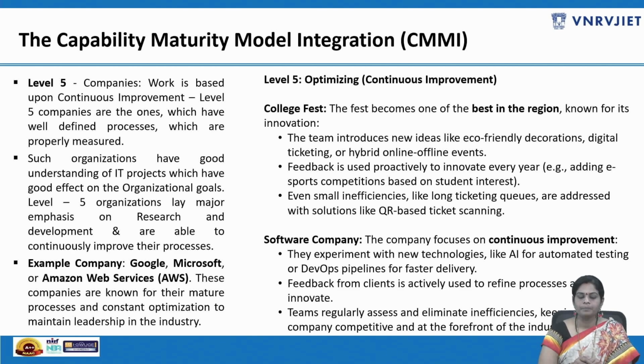Coming to the software company scenario, the company focuses on continuous improvement. They experiment new technologies like AI for automated testing or DevOps pipelines for faster delivery. They refine the process using the feedback from the client. Regularly, the teams will assess and eliminate the inefficiencies, which will keep the competitive spirit of the company alive. So with this one, we have completed all the levels of CMMI.